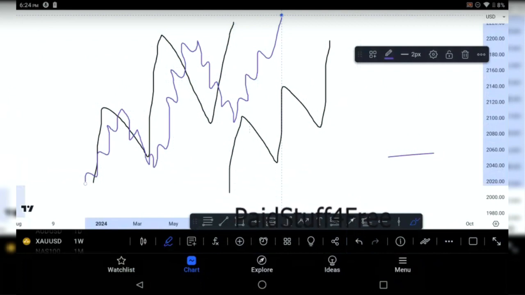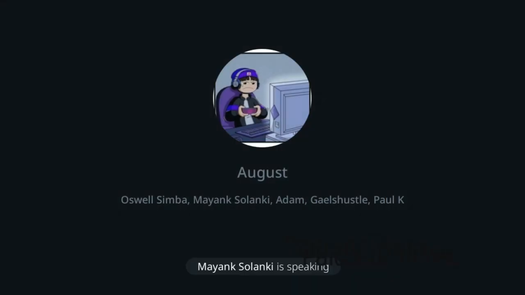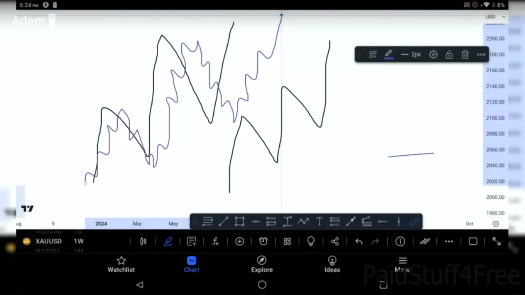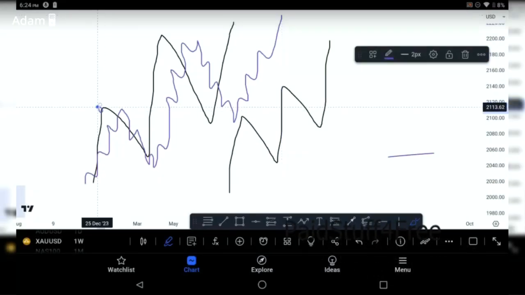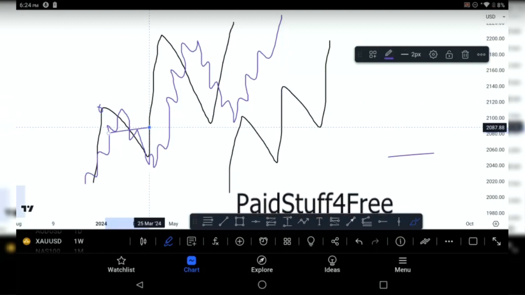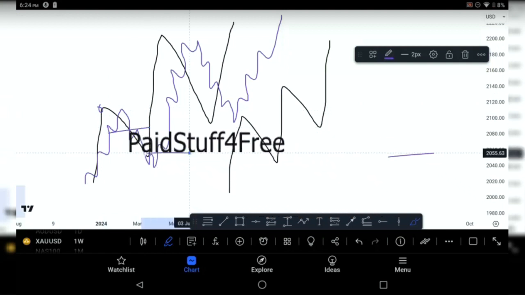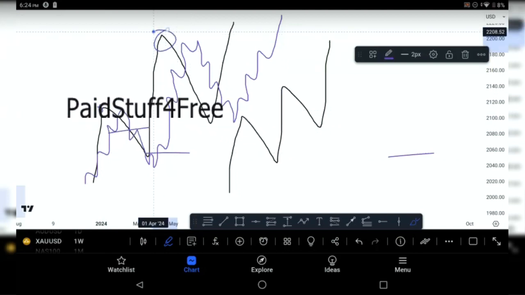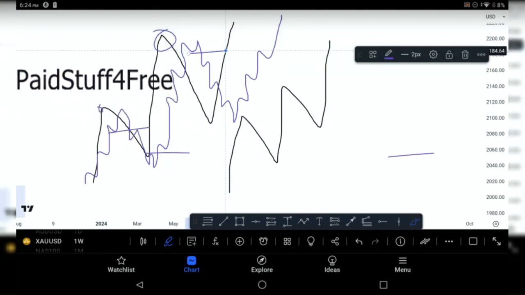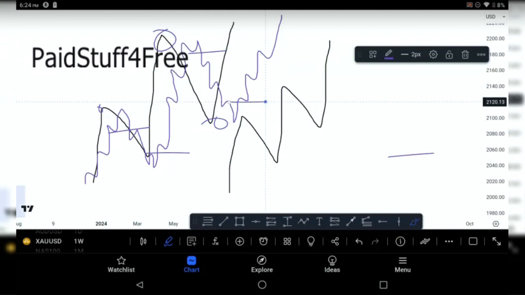Do you get my point? Are you guys seeing that? Yeah. So now, the reason why price reversed here was because there was a daily change of storyline.